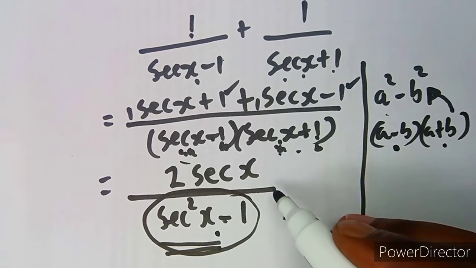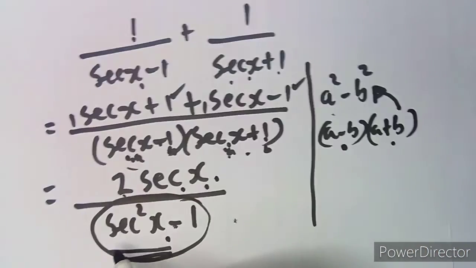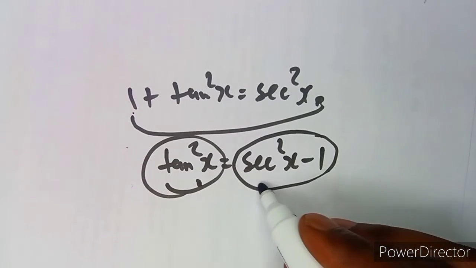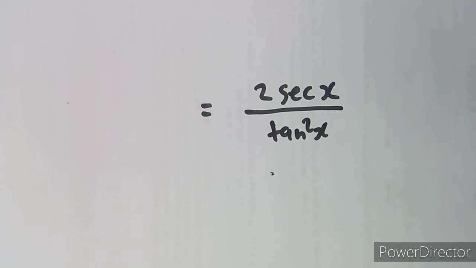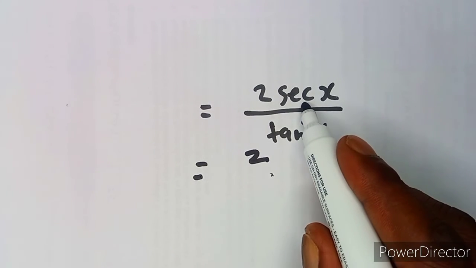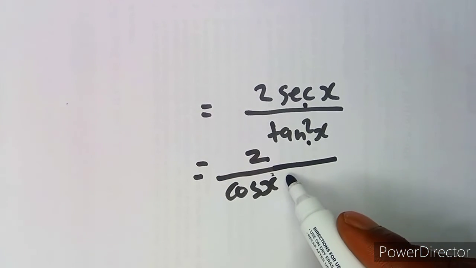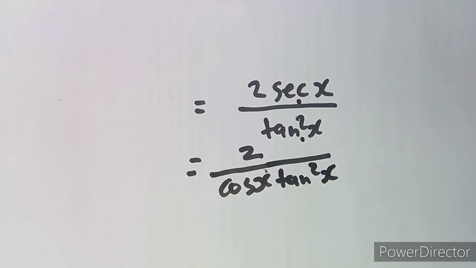Okay, so what are we going to have? From this stage, you can continue in your book, but here I'm just writing separately. From this stage, you are going to have 2 sec x over sec squared minus 1, which we said is the same as tan squared x, the one that we obtained from this identity here. You replace with tan squared x. Okay, what do we have in this case in actual sense? Remember, sec is the same as 1 over cos. So we can write this as 2 over cos x. But already we have tan squared, which is the one that we have here. So it's going to be cos x by tan squared x.